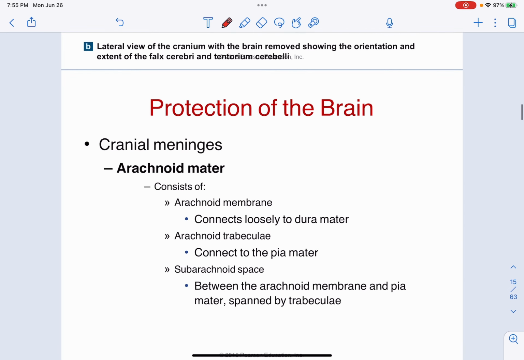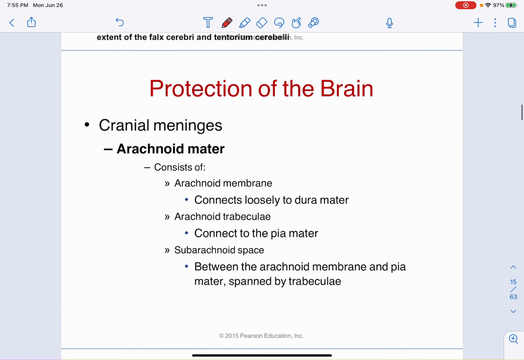All right, let's explore the arachnoid mater a little bit more. So this is the next deeper layer. It connects only loosely to the dura mater. And you remember it has trabeculae, which branch and connect to the pia mater. And that the subarachnoid space, it is filled with cerebrospinal fluid and blood vessels.